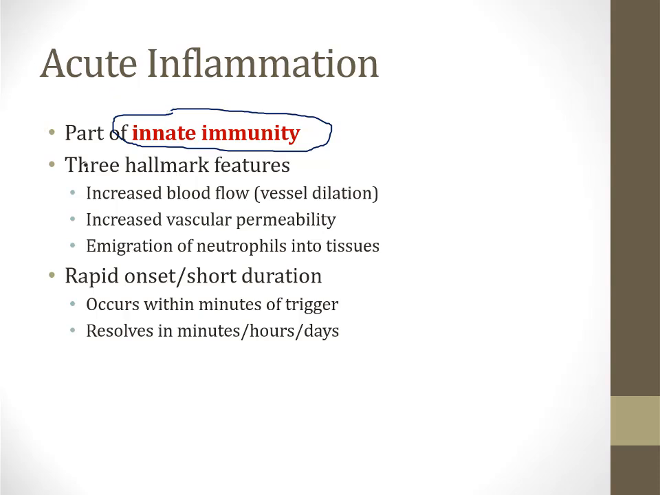There are three hallmark features of acute inflammation. The first one is increased blood flow. This is caused by vessel dilation. The second one is increased vascular permeability. And the third one is the emigration of neutrophils into tissues. These first two I talk about in detail in the video on inflammation principles. In this video, we'll talk a little bit about how neutrophils emigrate into tissues.